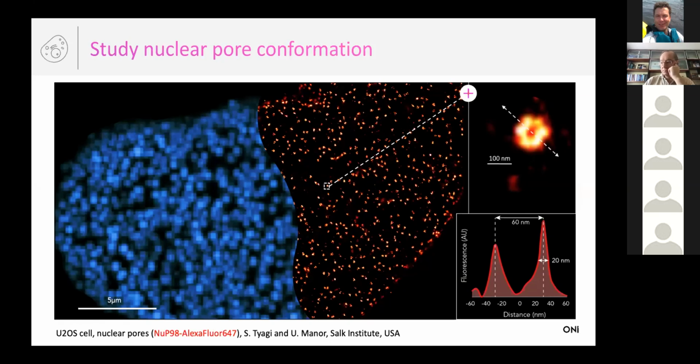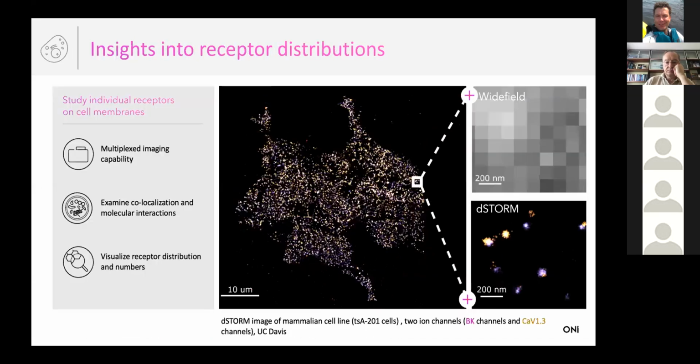Now, the Nanoimager is not just limited to a single laser line. On the Nanoimager, we can actually do multiplexed imaging. This means that we can acquire D-Storm images in multiple colors, and it allows researchers to really examine markers and how they are spatially distributed in cellular contexts.